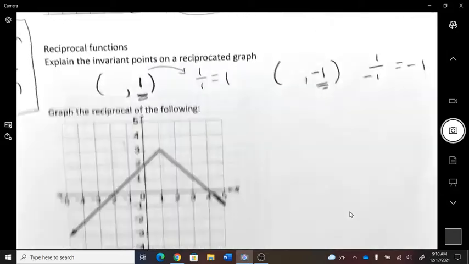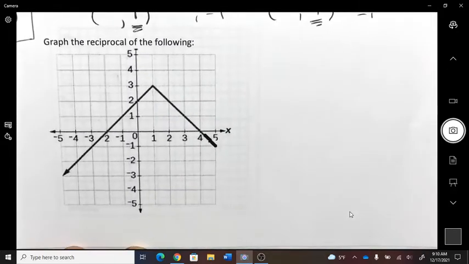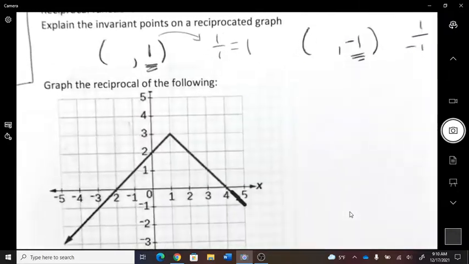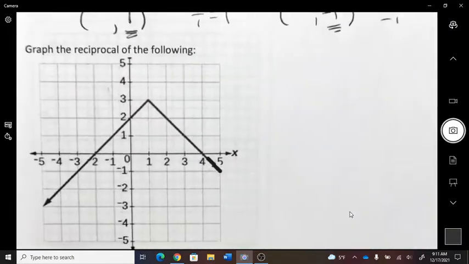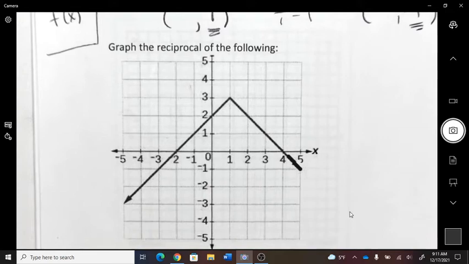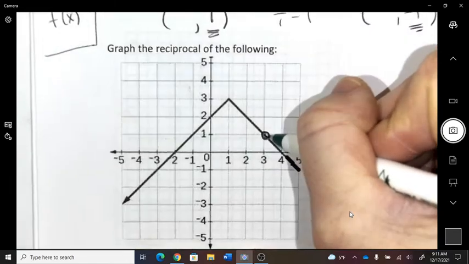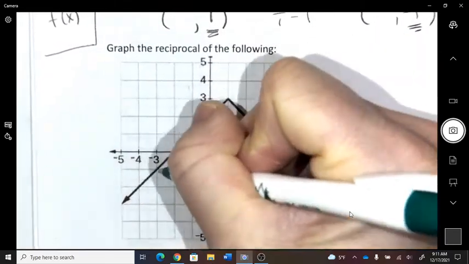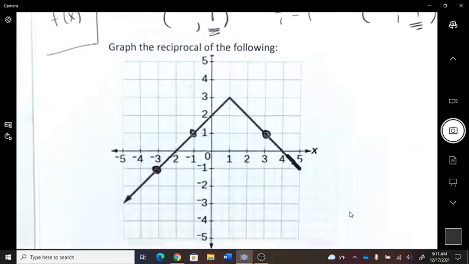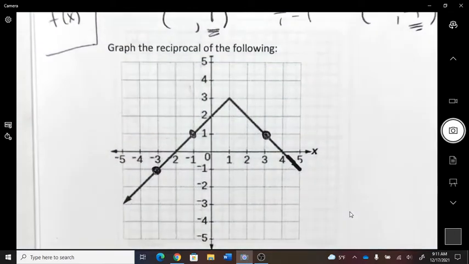Okay, so with that being said, we can jump into the invariant points on this graph. There's actually going to be 3 points that are not going to move. Can you think about what those 3 points are going to be? 3 points that are not going to move. Okay, so anytime you saw a height of 1 or height of -1, those do not move.